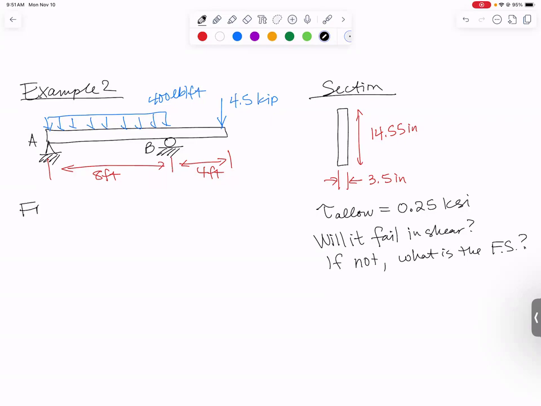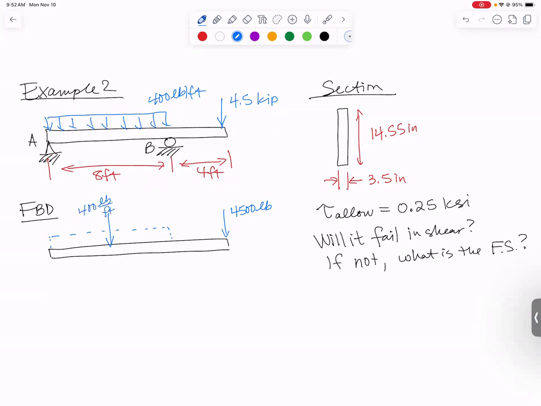Free body diagram up first. I've got downward 4.5 kips. I decided to just switch and make everything pounds. 4,500 pounds. My distributed load acts all the way along here across 8 feet. So I'm going to replace that with a point load at the middle. It's 400 pounds per foot, uniform distributed load acting over 8 feet. If you multiply that out, you get 3,200 pounds.